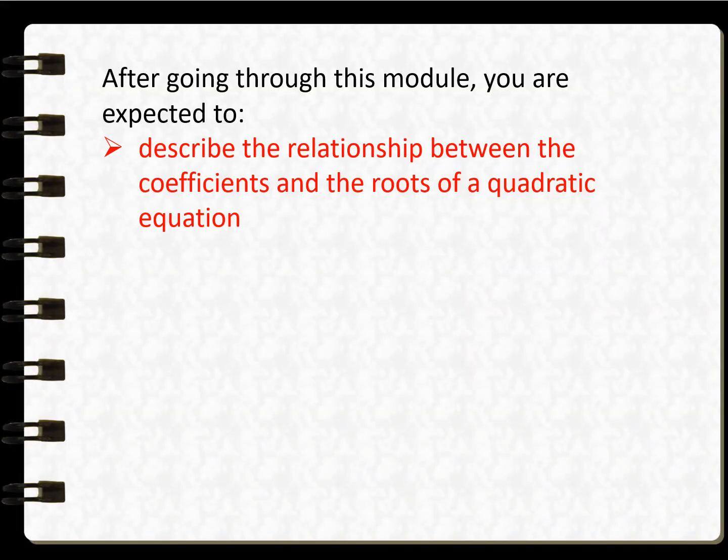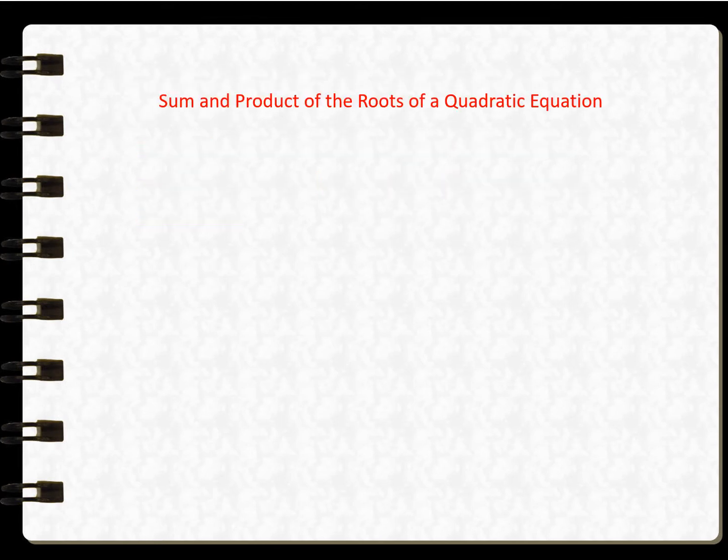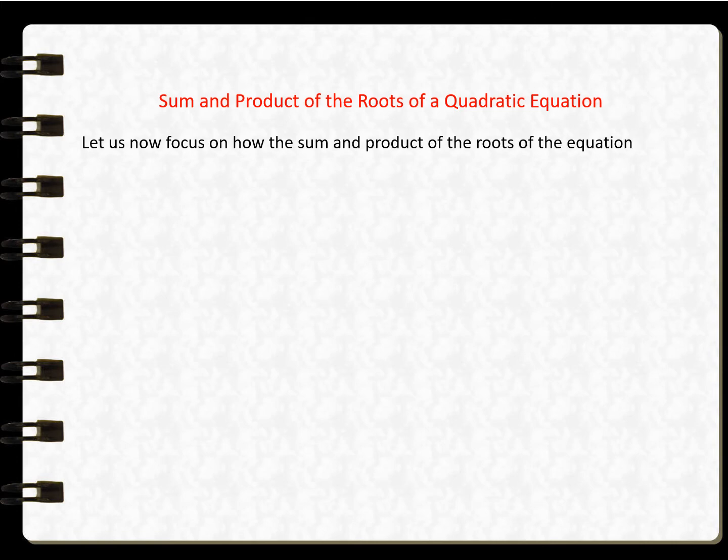So our objective for today is to describe the relationship between the coefficients and the roots of a quadratic equation. So, the sum and the product of the roots of a quadratic equation. Let us now focus on how the sum and the product of the roots of the equation ax squared plus bx plus c is equal to 0 can be determined using the coefficients a, b, and c.